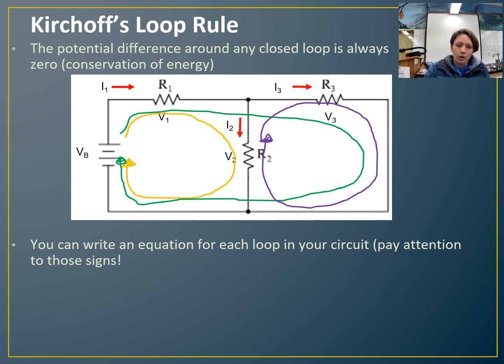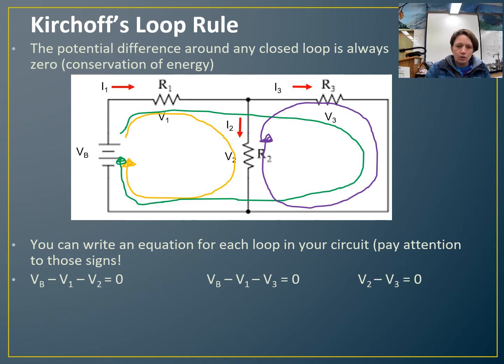Then you're going to write an equation showing conservation of energy for each loop of your circuit. And as you're doing this equation, you do have to pay close attention to what your signs are, and I'll show you that in just a minute. So for that yellow loop, I would write an equation that basically says VB, so I'm going to gain energy at VB, and then I'm going to lose energy at V1, so minus V1, and then I'm going to lose energy at V2, minus V2, and then add those together, and that should be equal to 0 by Kirchhoff's loop rule.